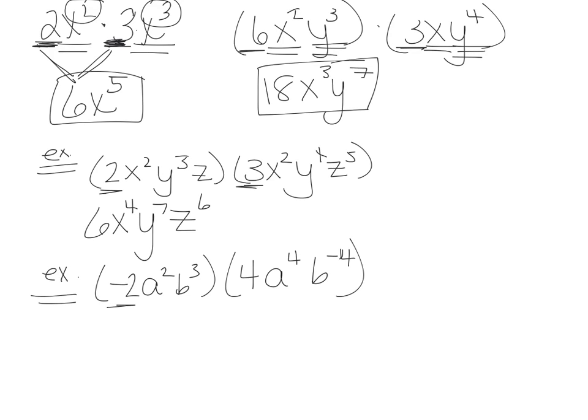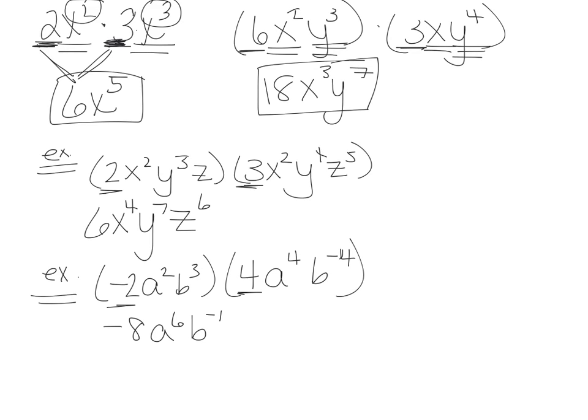So notice I have negative 2 and 4. Negative 2 and 4 are classified as coefficients. What do you do with coefficients? You multiply them. Negative 2 times 4 is negative 8. I have a to the 6th and b to the negative 1.